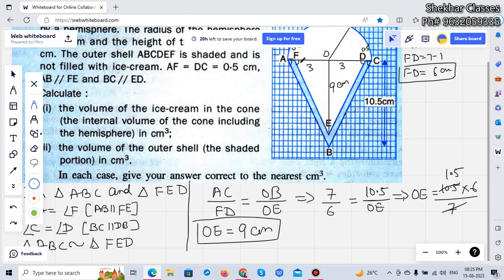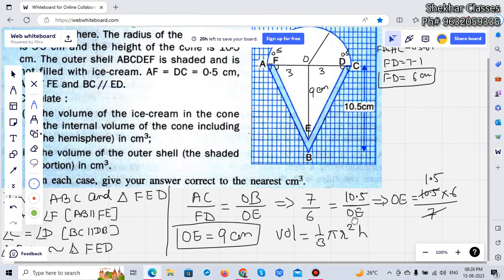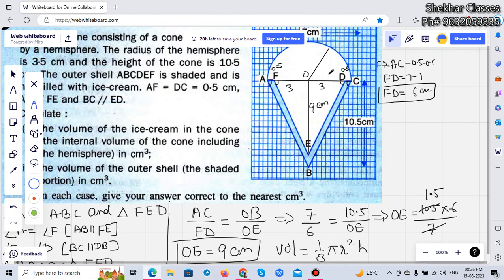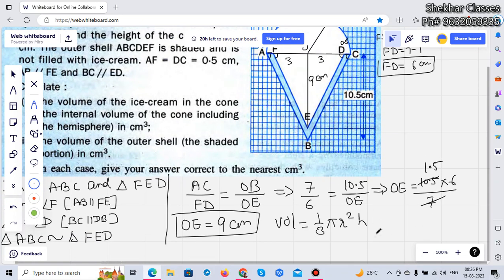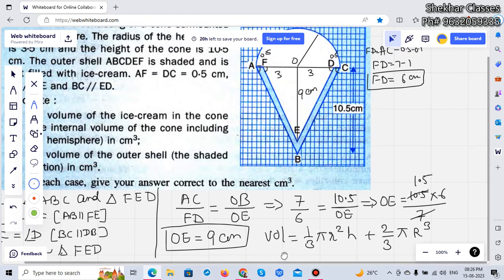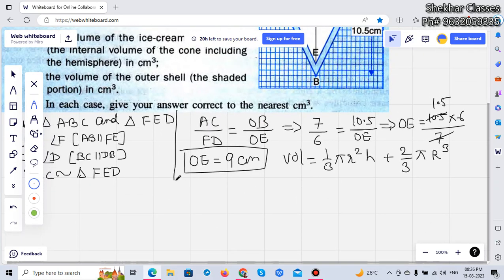Okay. Now coming back to the question, here we got OE. Now we have to find the volume of this inner cone. So the volume of the inner cone is equal to 1 upon 3 pi r square h, right? And we have to find both, so plus the volume of the hemisphere, in fact 2 upon 3 pi R cube, with capital R. Now I'll put the values in it.